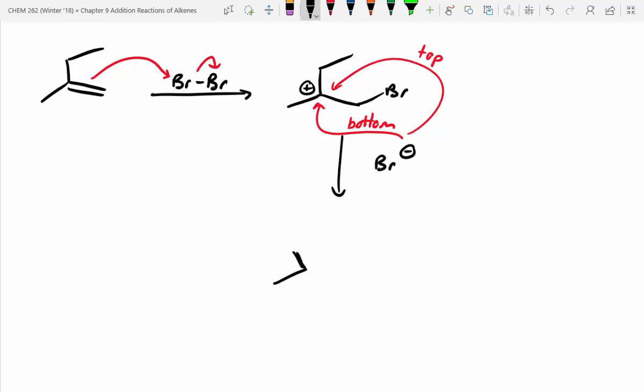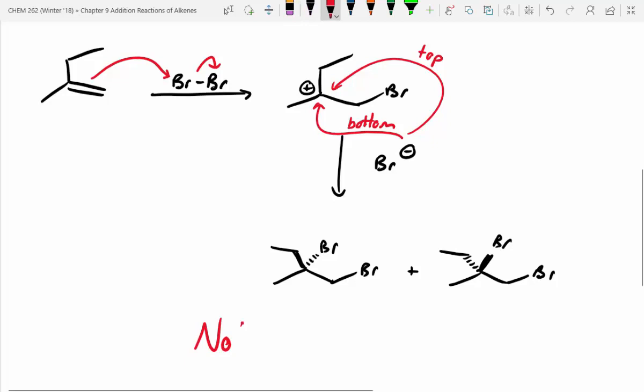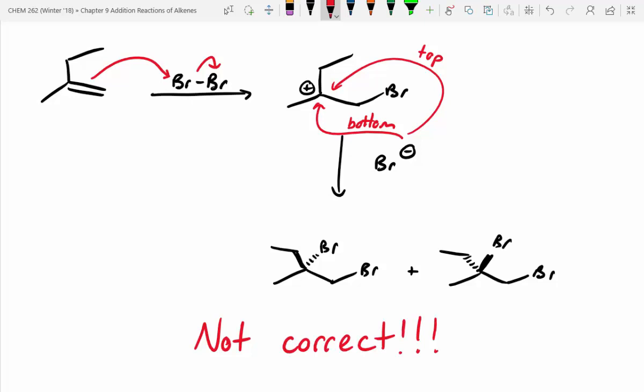So I'll make this ethyl group a wedge, and then a dash for one of these. And then for the other one, I'll make the ethyl group a dash and the bromine a wedge. This is not the correct pathway. So we'll put this with three exclamation points and underline it a few times.